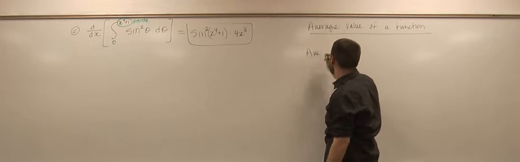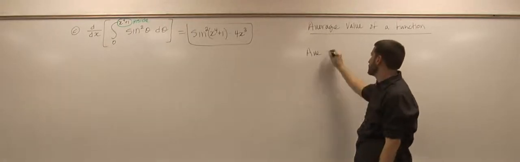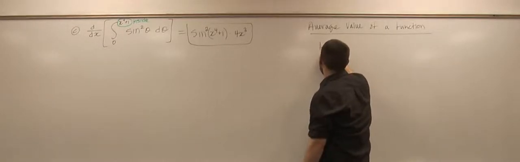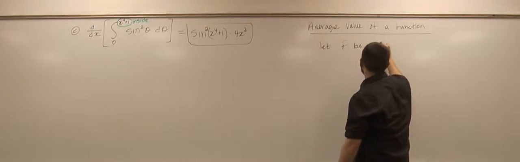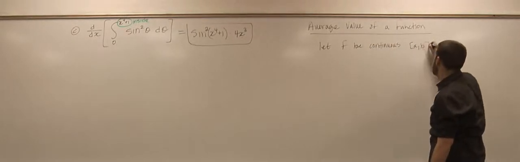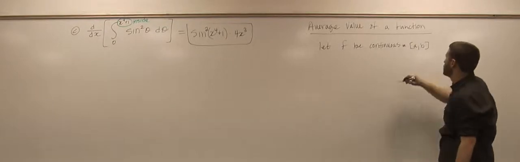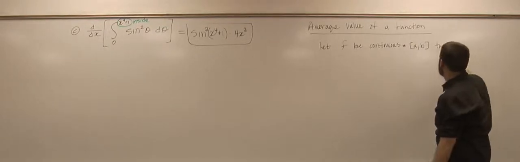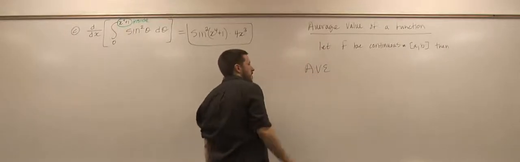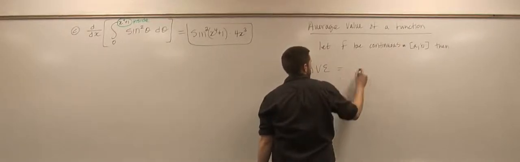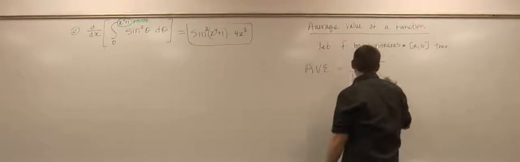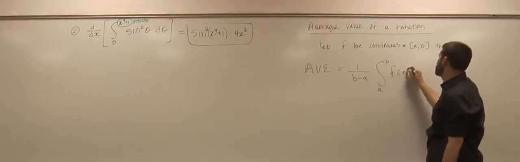So let me show you this formula and explain it, and then do an example and then move on. So I guess I need a continuous function. Let f be continuous on some interval [a, b]. Then the average value of the function, which I'll call av, is equal to 1 over b minus a times the integral from a to b of f of x.